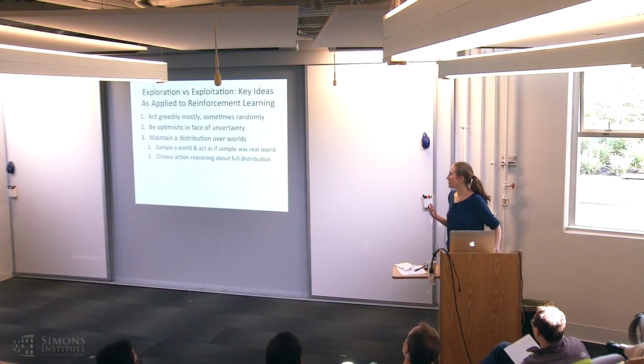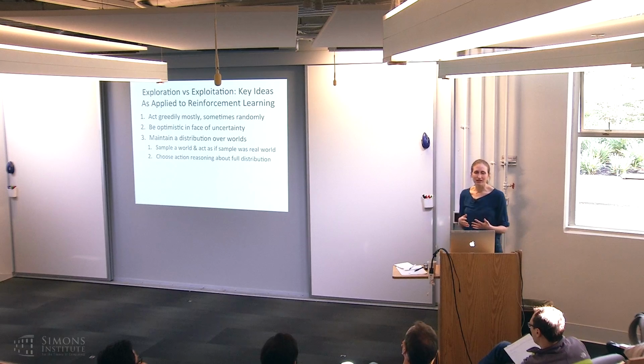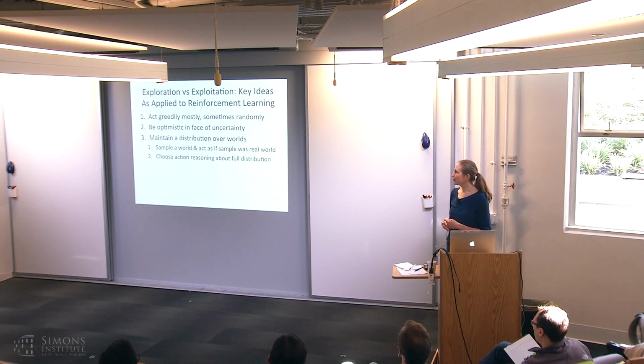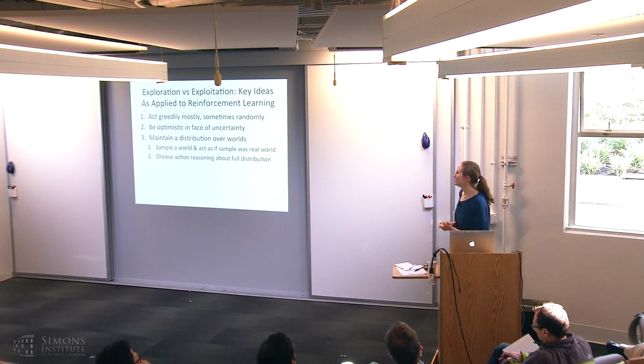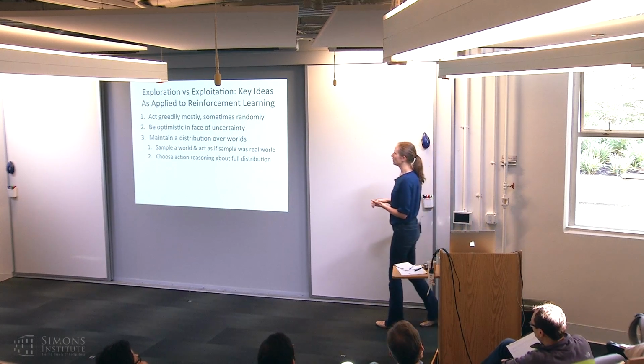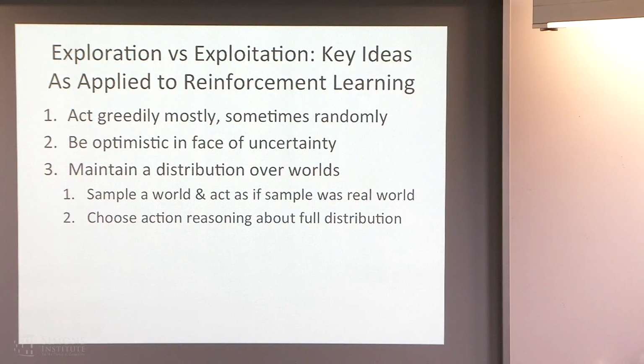So these are, to me, the key ideas that we often use in exploration. We can either do some sort of epsilon-greedy, or we can be optimistic in the face of uncertainty, or we can be Bayesian and then try to leverage that information either to sample a world and act accordingly, as if that sample was the real world, or where we try to reason directly about the full distribution over our parameters and then leverage that in order to make decisions. So this was all for the Bandit setting.